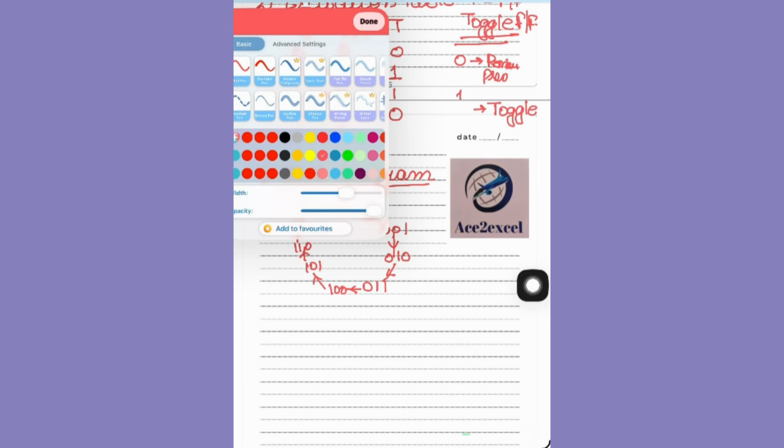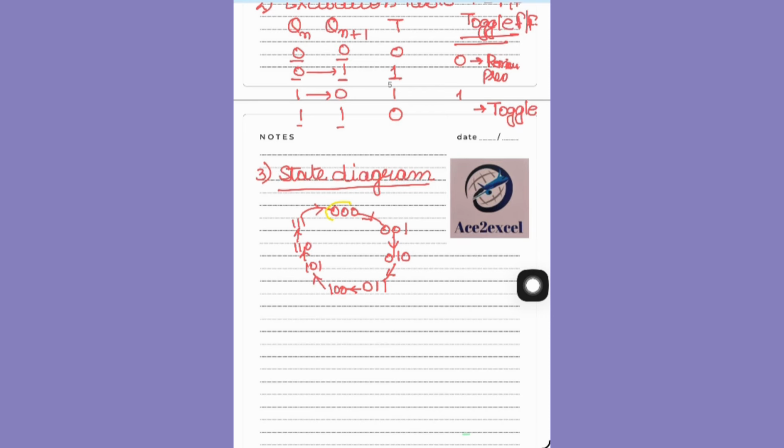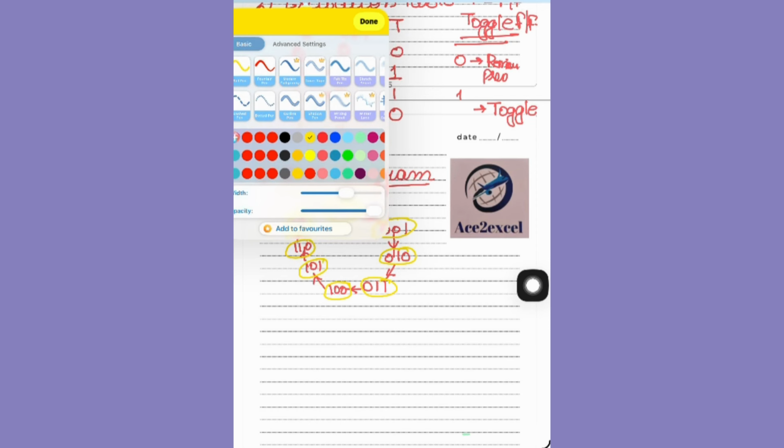A state diagram is always a closed loop diagram, and from one state to another state a connectivity is established, and that makes a state diagram. This is how a state diagram of a synchronous 3-bit up counter looks like.